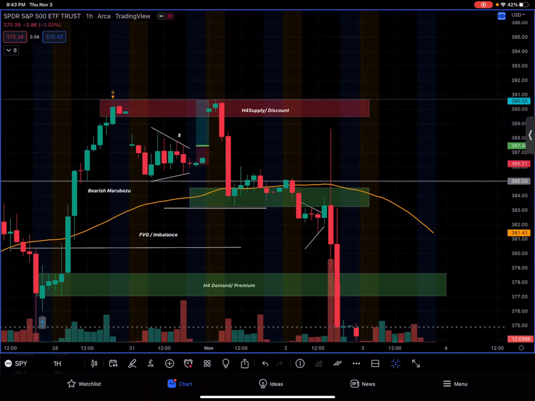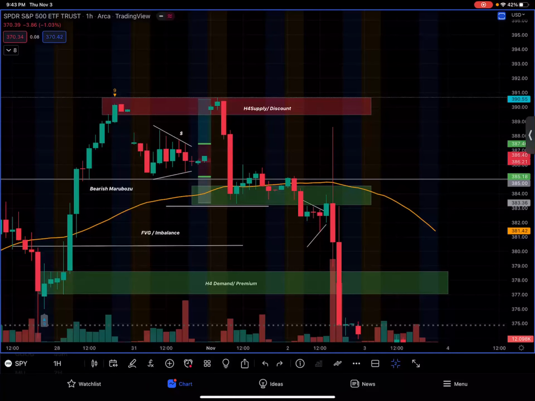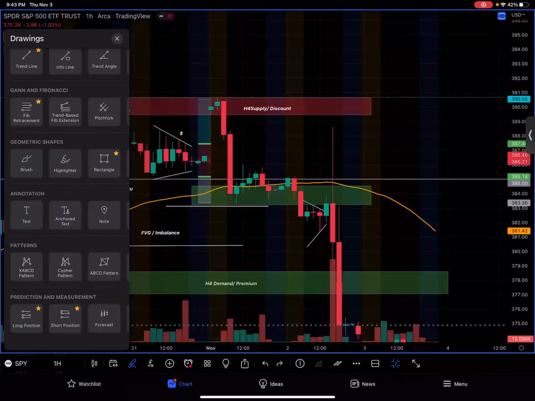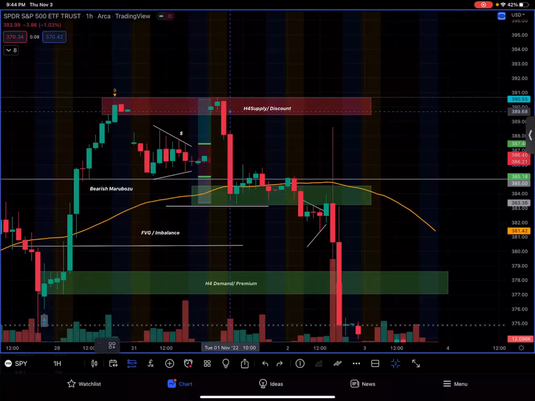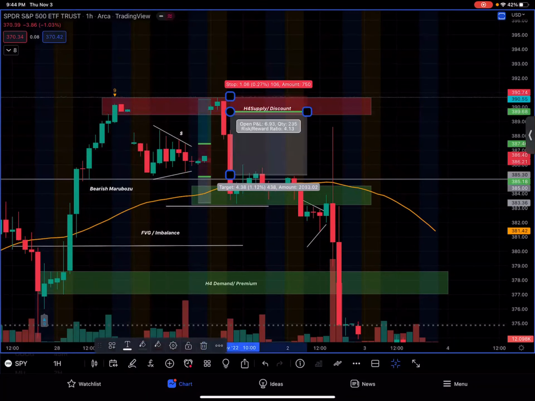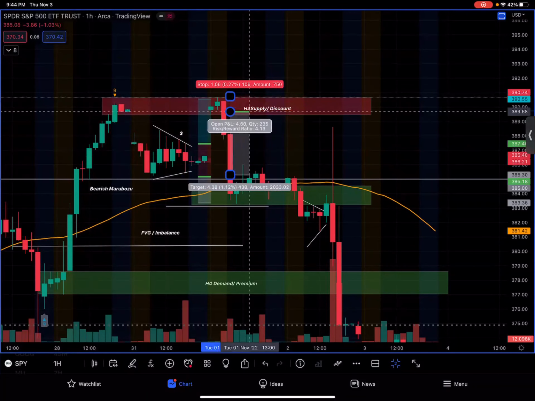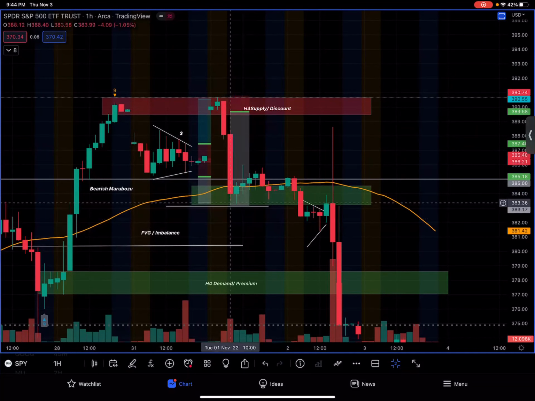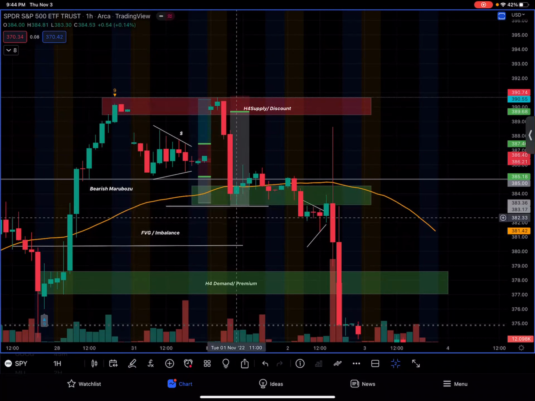Which brings me back to the point of understanding the most extreme supply and demand and using that as a means to model the most low risk plays. So we could have just marked off this supply and taken this trade to the downside. I actually caught this trade on QQQ in the morning here.